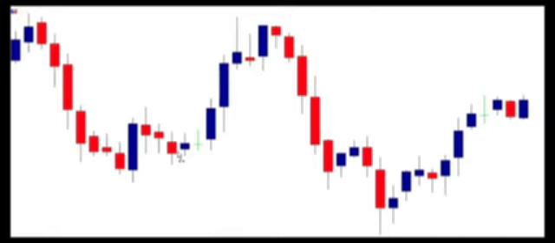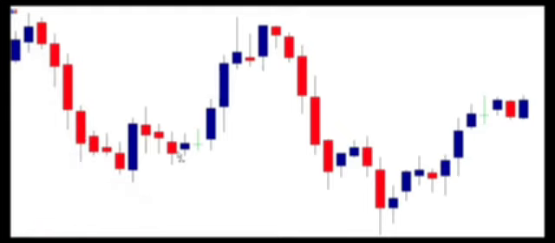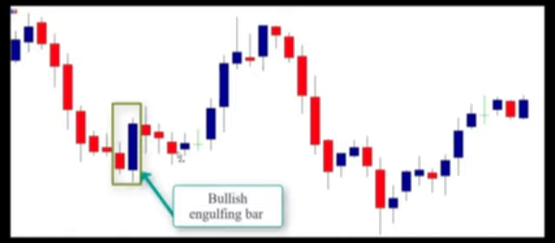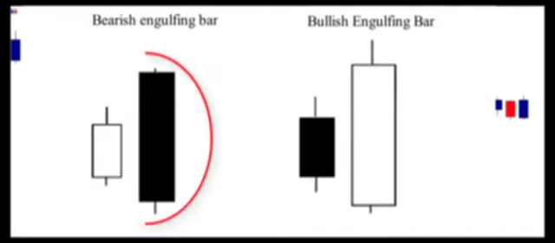Let me give you a real chart example. As you can see here in this chart, the market was trending down. That means sellers are in control of the market. The formation of the bullish engulfing bar indicates that sellers lost control of the market and buyers are stronger, so the market is likely to go up. So what about the bearish engulfing bar?